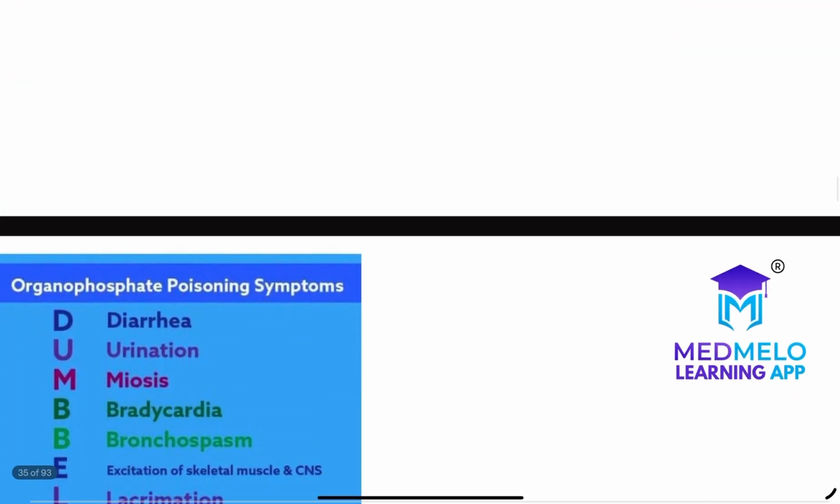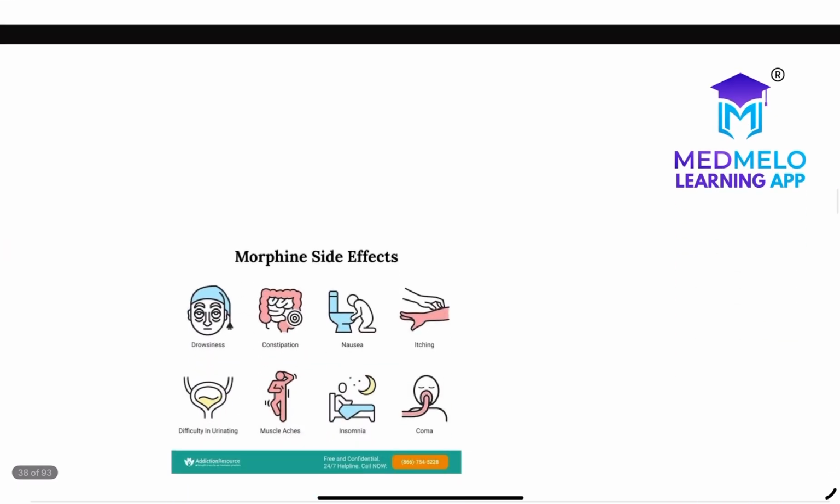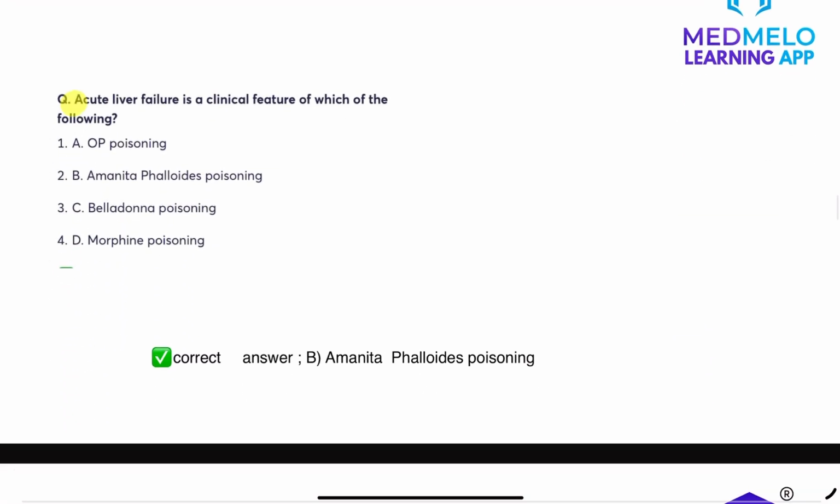So the answer to the question is, acute liver failure is a clinical feature of Amanita phalloides poisoning.